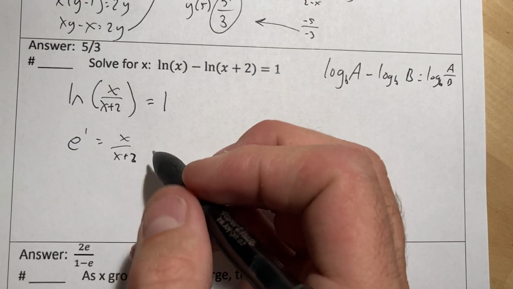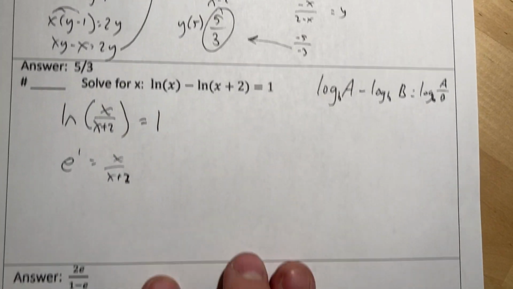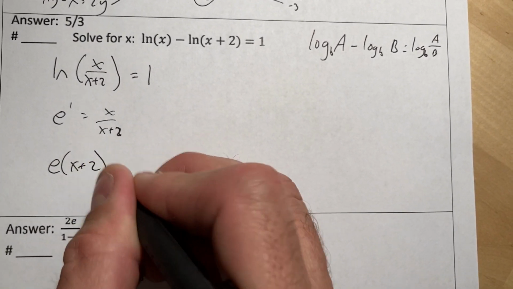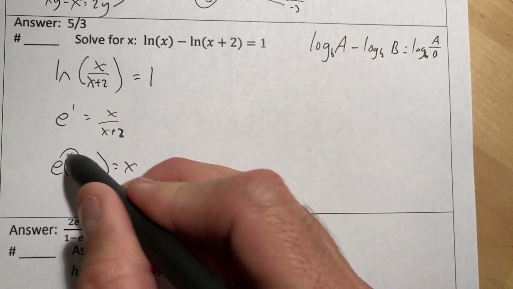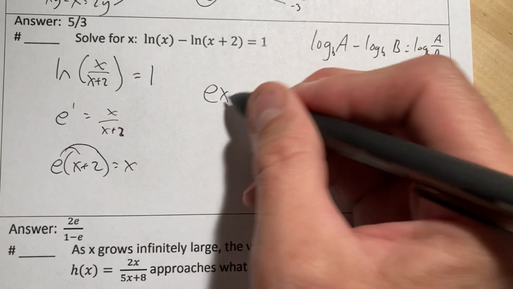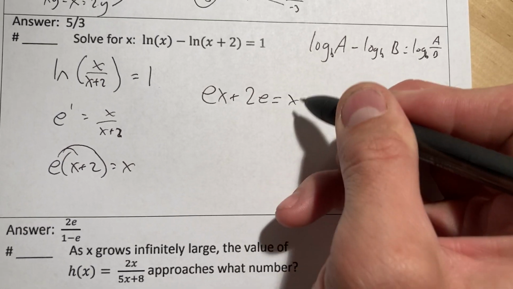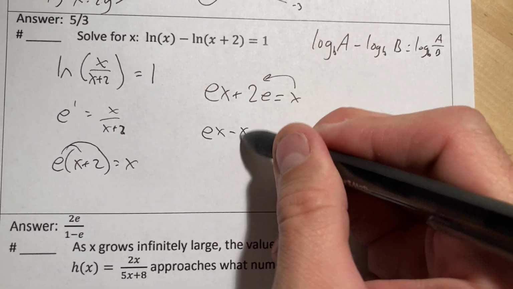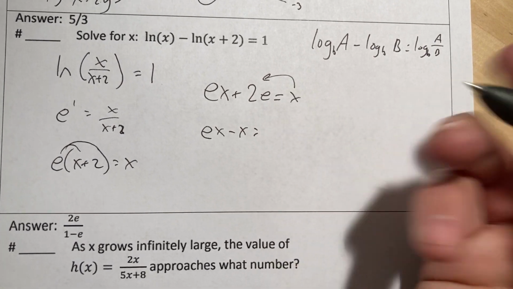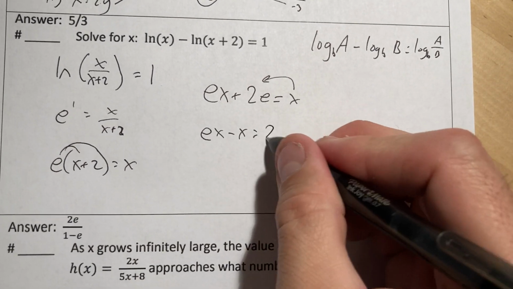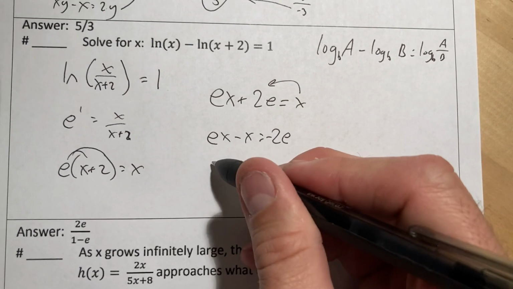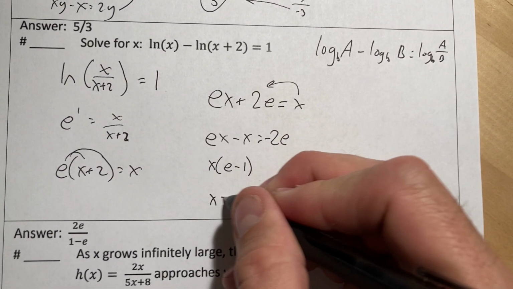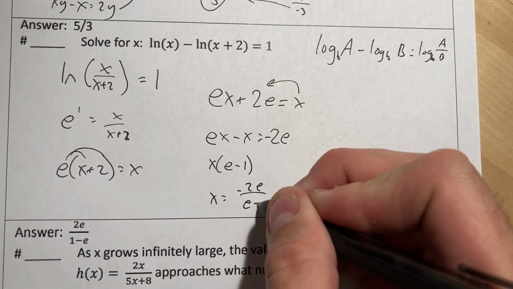Well, let's do that trick we did in the last one. It's almost like these are building, right? It's cool. So let's multiply both sides by x plus 2. Let's distribute in the e. ex plus 2e equals x. Let's get all the x guys to the same side. Let's subtract that over on that side. And now if you factor out the x, you're left with e minus 1. So x is negative 2e over e minus 1.